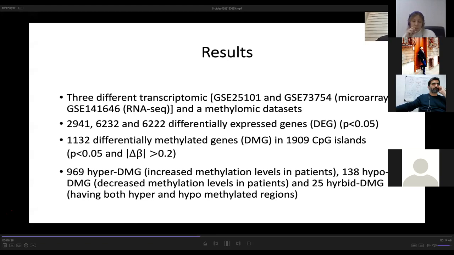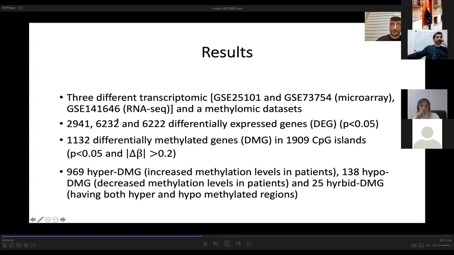So our results: we used three different transcriptomic data sets and a metabolomic data set. Here you can see their accession numbers from NCBI GEO. These are the numbers of differentially expressed genes that we detected in those transcriptomic data sets. And here you can see what we detected in the metabolomic data set, differentially methylated genes.